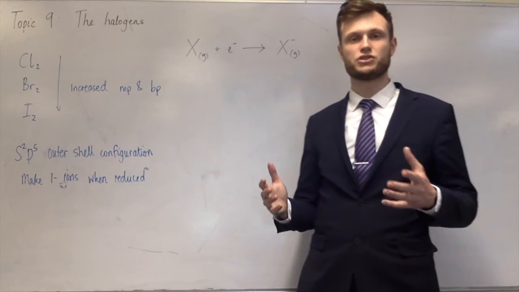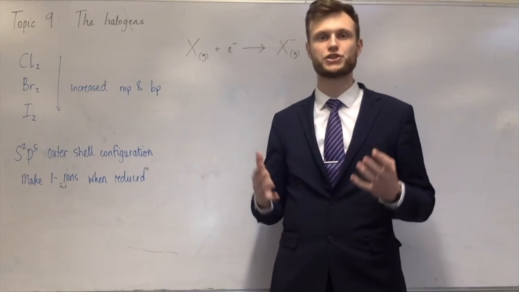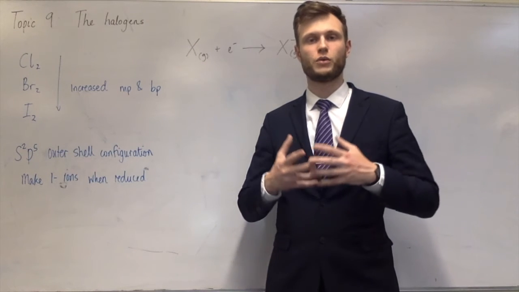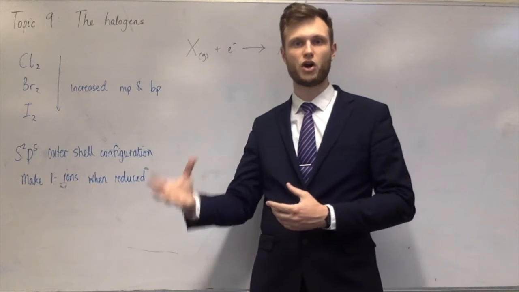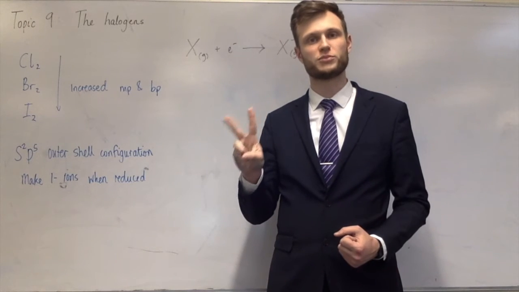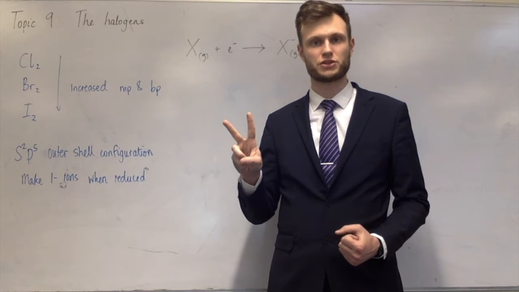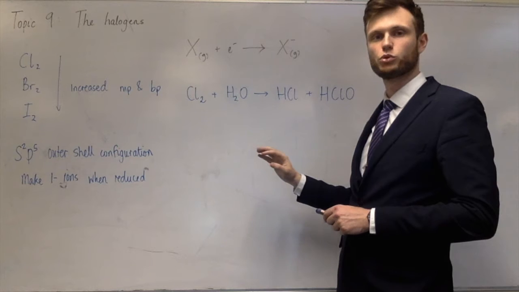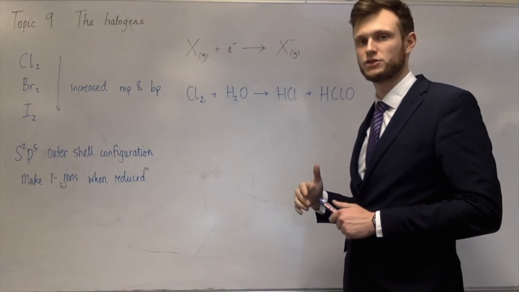Next up on the specification is a thing called a disproportionation reaction. Now, a disproportionation reaction is one where the same substance is both oxidized and reduced in the same reaction. And there's two specific disproportionation reactions that you need to be aware of. This is a reaction that happens when you put chlorine into water. It's used for water purification.